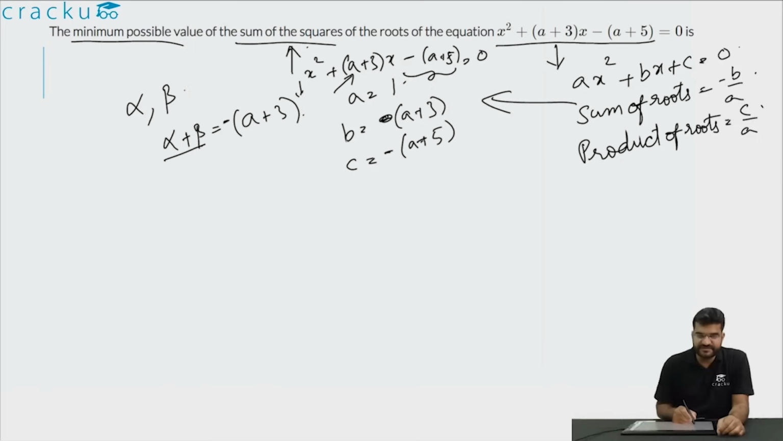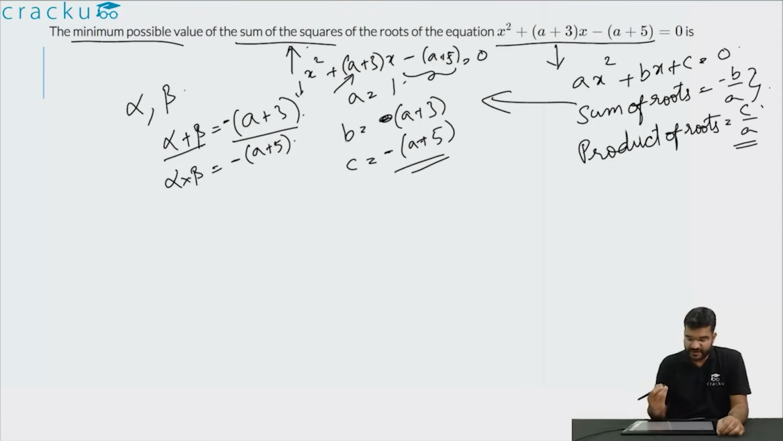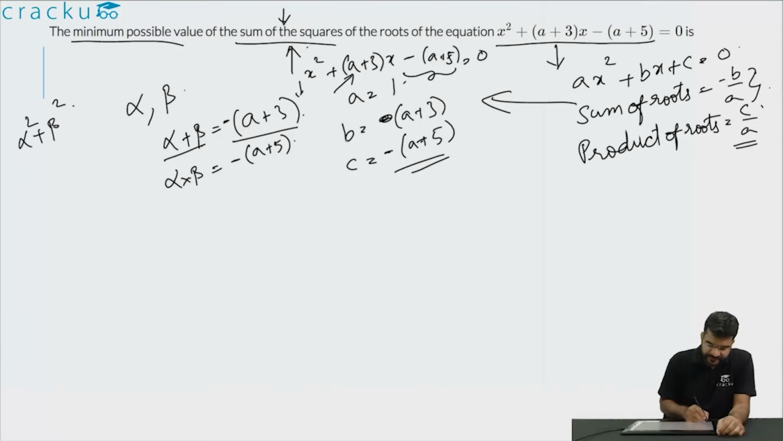So the sum of the roots, which is alpha plus beta, is minus b by a. In this case, that will equal minus of (a plus 3). And the product of the roots equals alpha into beta, which is c by a. Now c is minus of (a plus 5) and a is 1. So the product of the roots is minus of (a plus 5). What we are required to find is the minimum of the sum of the squares. That is, we need to minimize alpha square plus beta square. But alpha square plus beta square is equal to alpha plus beta whole square minus 2 alpha beta.